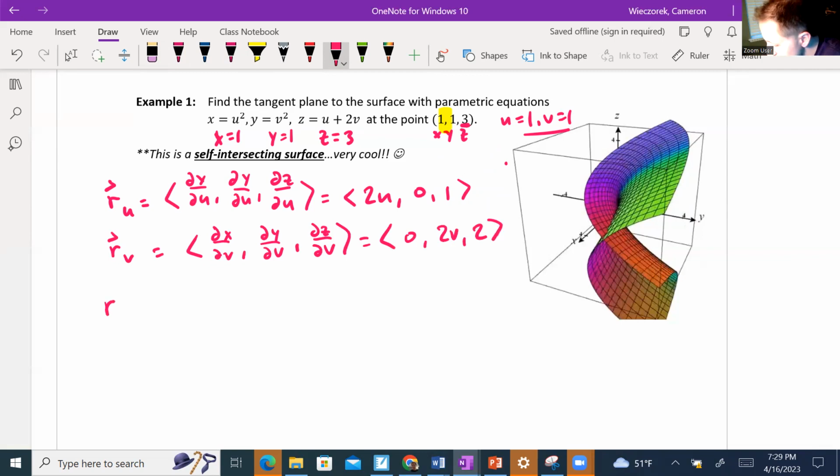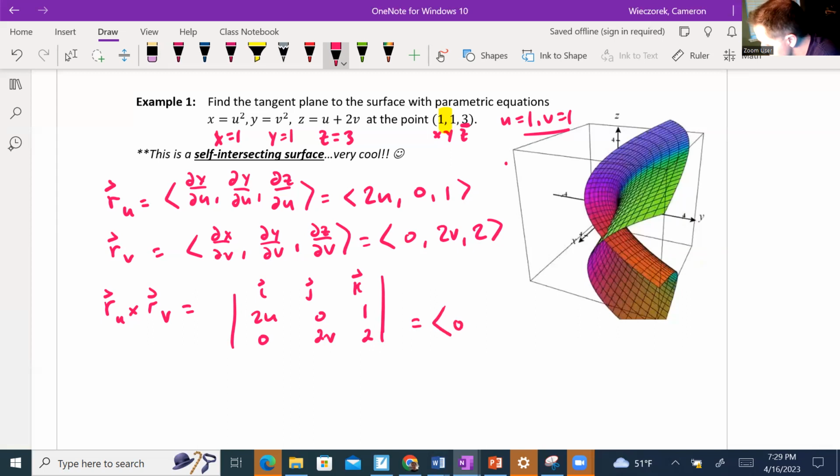Now I have to take the cross product, RU cross RV. We just go alphabetically: we use u first, then we use v. I, J, K. We're going to put our components here: 2u, 0, 1, and 0, 2v, 2. Then we'll do our crossing off of rows and columns like we've done in the past. If we cross off first row, first column, we get 0 minus 2v. Cross off first row, second column, and remember to flip the signs here. It's going to go positive, negative, positive, like we've seen with cross products.